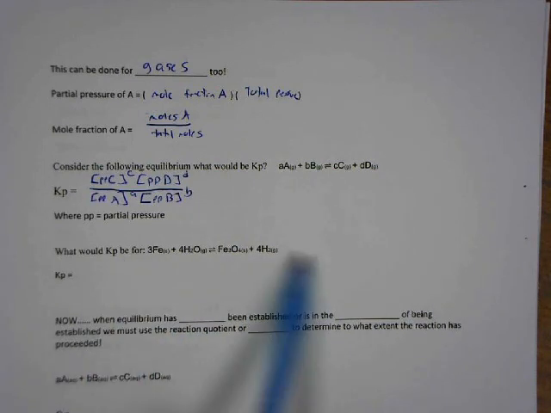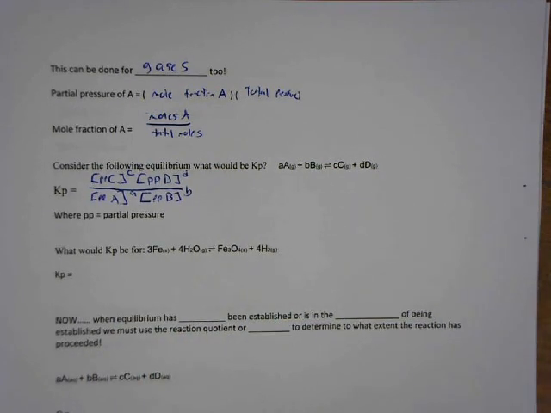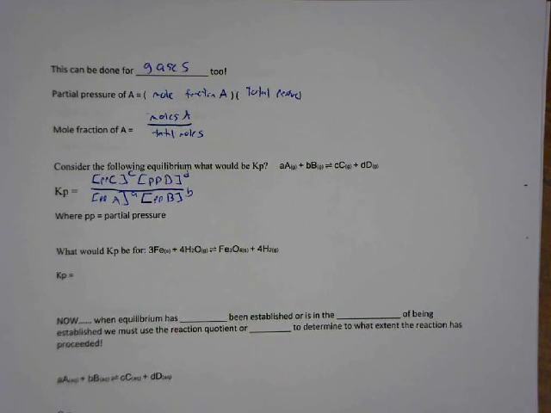So, what would Kp be for the following? The first thing, don't write that yet. I just want to Google something really quick. Partial pressure equilibrium, and make sure I'm drawing this right, because this was something that was a little bit surprising when I was at the AP grading last year. Yeah, that's what I thought.